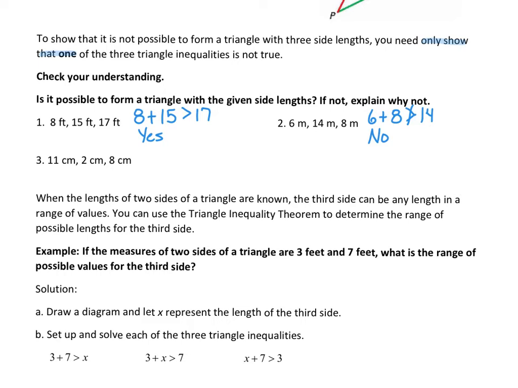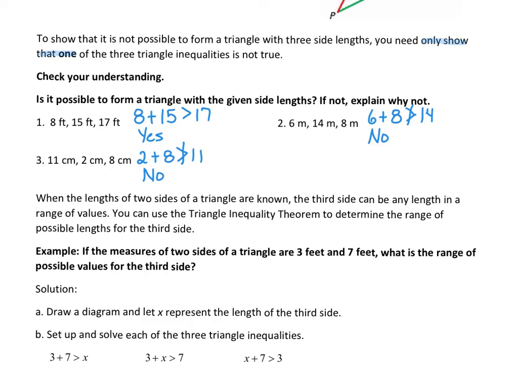And then finally, in example 3, again, we want to look at the two shortest lengths, so that would be 2 centimeters and 8 centimeters. When we add 2 plus 8, that's just equal to 10. So again, that sum is not greater than 11. So our conclusion here would be no, we cannot form a triangle with those lengths.